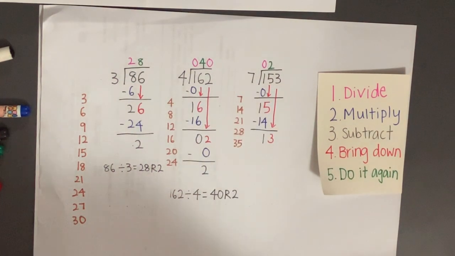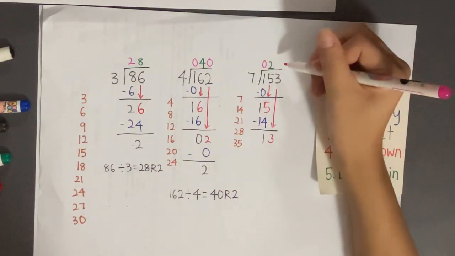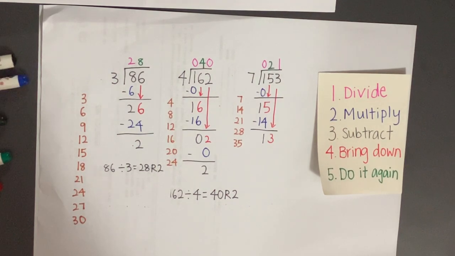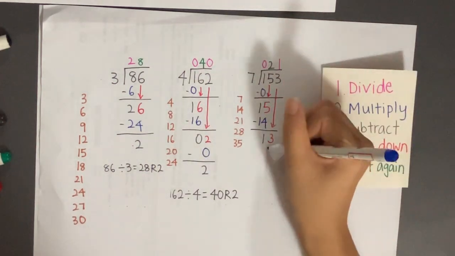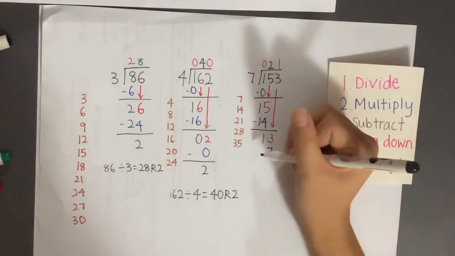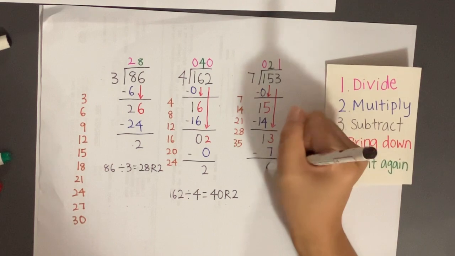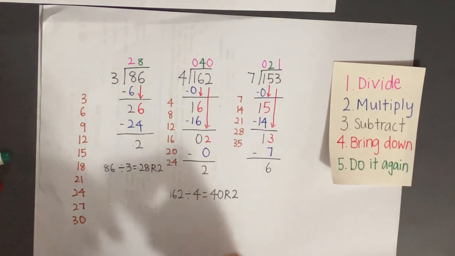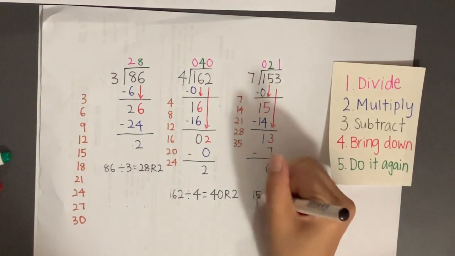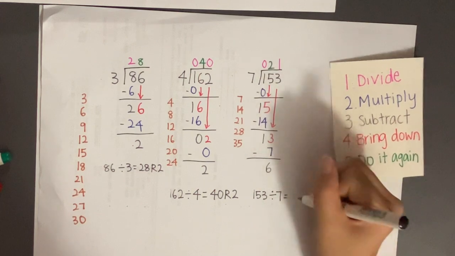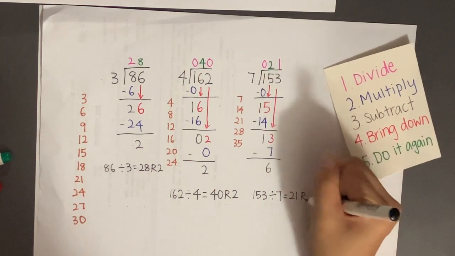7 divided by 7 is 1. So I put 1 here. 7 times 1 is 7. Subtract, I get 6. Which means that 153 divided by 7 is 21, remainder 6.